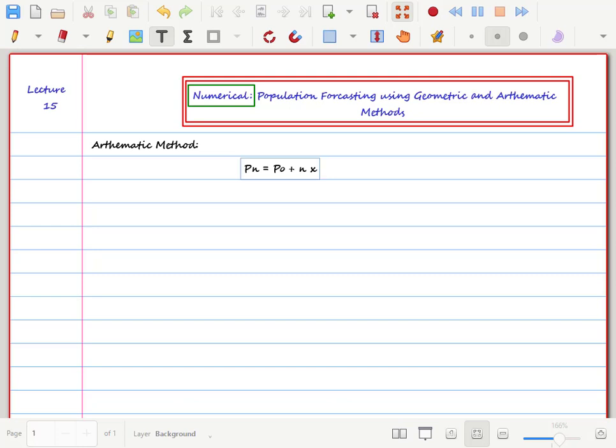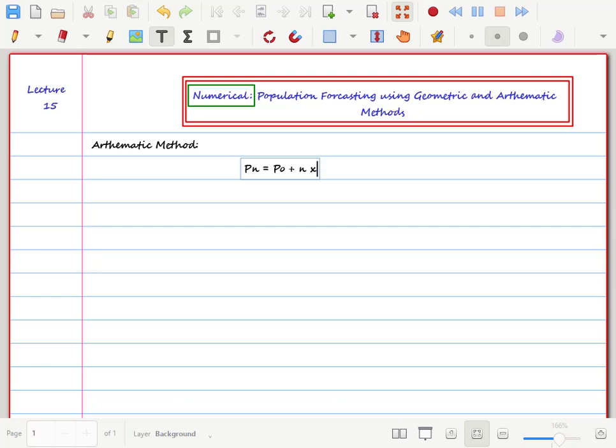For our course, actually, we started the course in the last semester for water supply and wastewater management, but in that series of lectures we missed a few numericals related to the topic of population forecasting by using geometric methods and arithmetic methods, right? We have discussed the methods in detail, but we didn't solve any problems for that topic. So in today's lecture we will solve two numerical problems.